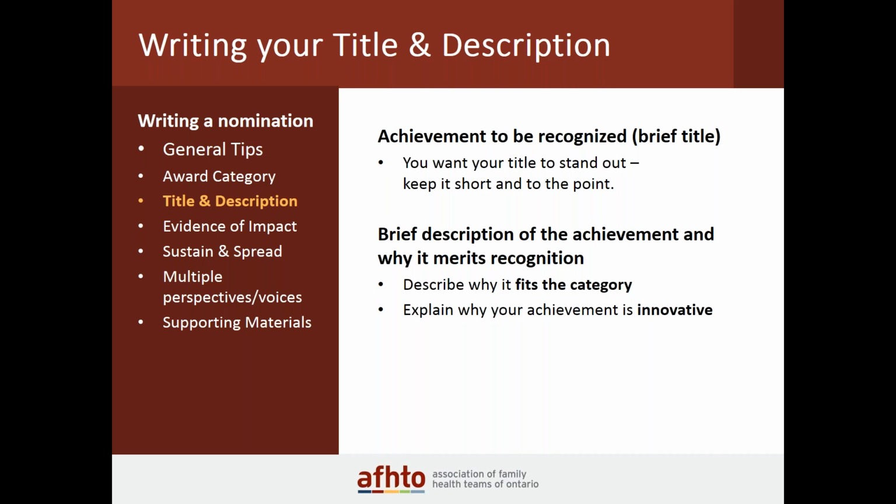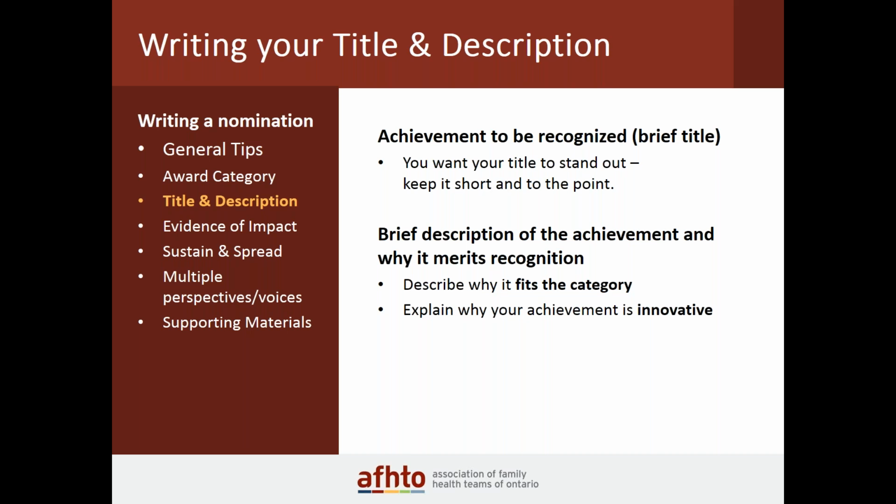So once you've selected your category, you're going to start writing. And the first thing, or maybe it's the last thing, it really depends on your writing style, is coming up with a title. What is the achievement to be recognized? And how are we going to be calling this achievement from now on? And the only tip in writing that is you want it to stand out, so keep it really short and to the point. Anything that's a really long sentence loses its impact afterwards. That's a writing tip. And then you're building a brief description of the achievement and why it merits recognition.